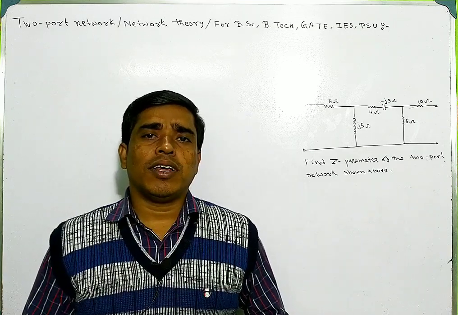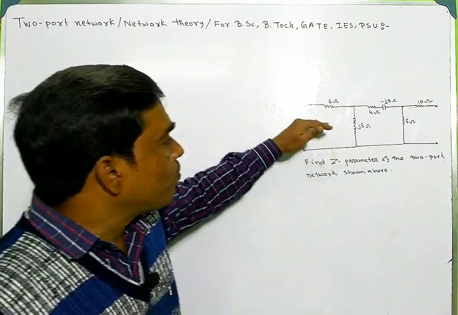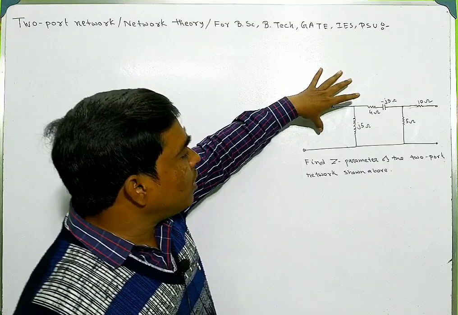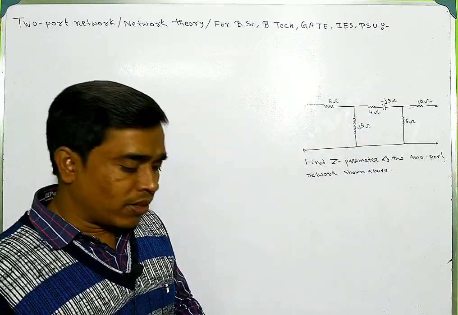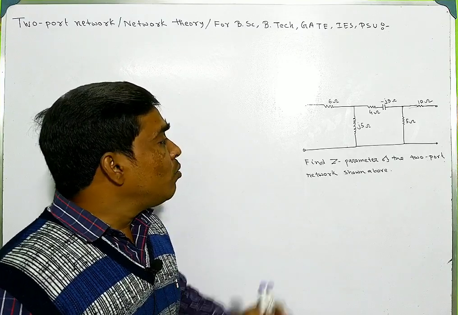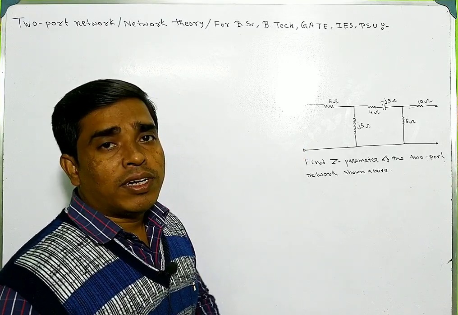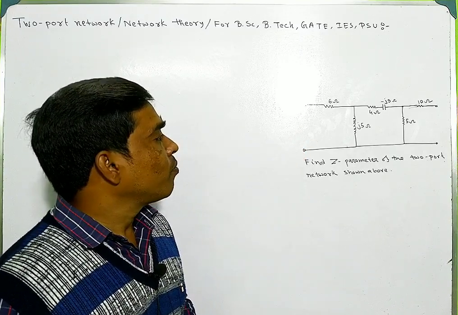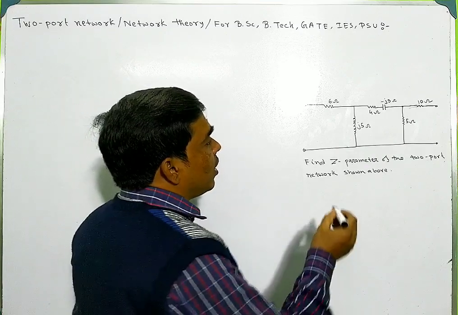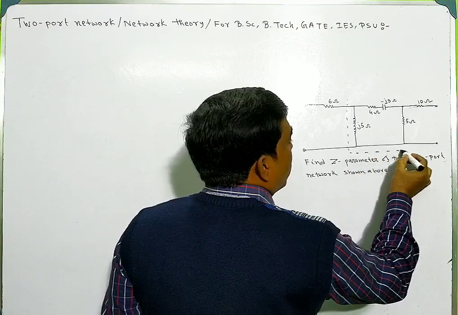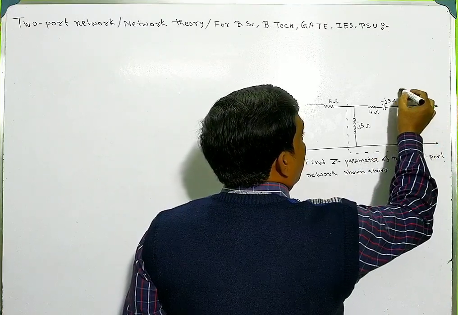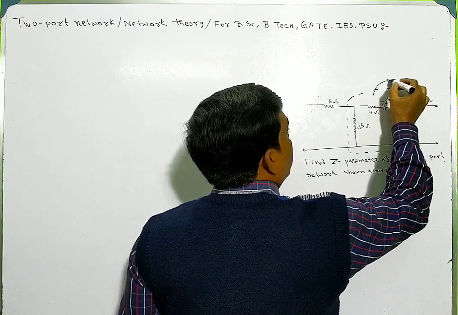We will discuss this problem. Here you have to find out the Z parameter of this network. Now, how to calculate the Z parameter of this network? Here you see this portion is in delta form.